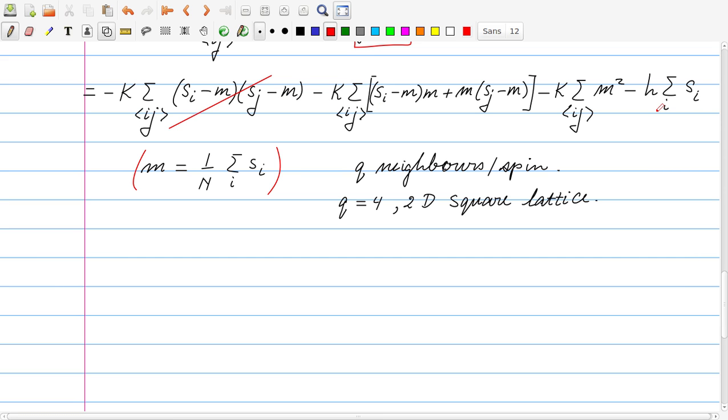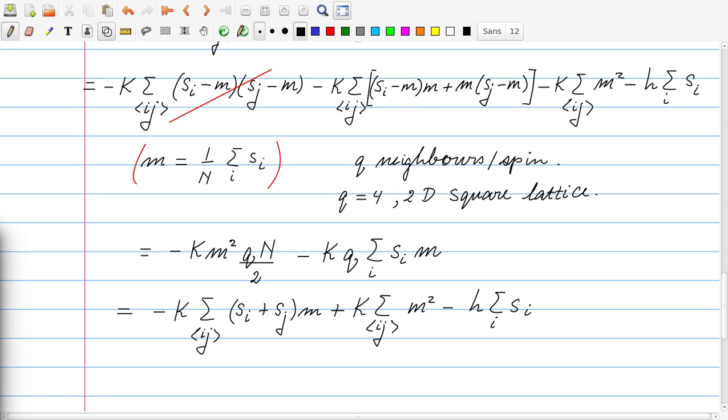But of course there is a snag here. We have everywhere used this m, which is the average value of the magnetization, and we do not yet know what this m value is, and so that should come out of the solution of the model.